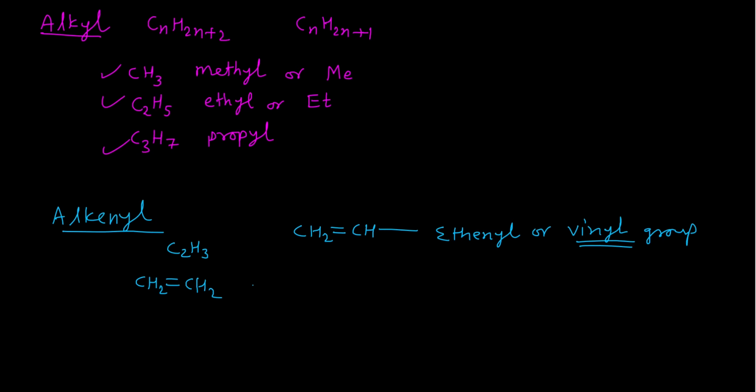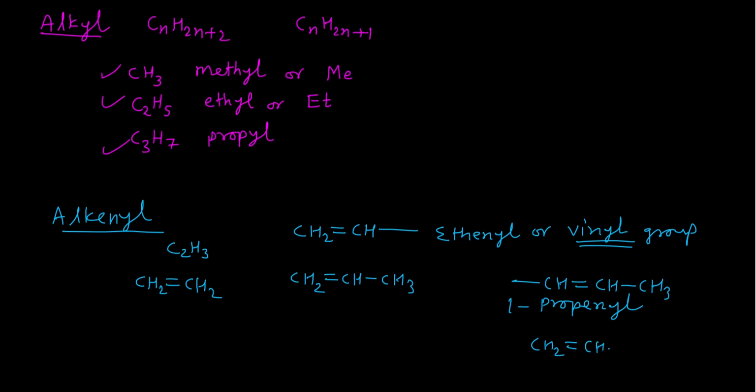Similarly, you can remove one hydrogen from propene also. Suppose the propene was CH2 double bond CH3, so this is your propene, and if you remove one hydrogen from this CH2 here, one hydrogen you have removed, so it will be CH double bond CH and CH3, and this free valency. So this group is propenyl. This is one propenyl. You could have removed the hydrogen from this position also, then what you will get? CH2 double bond CH and CH2. So this is 2-propenyl.